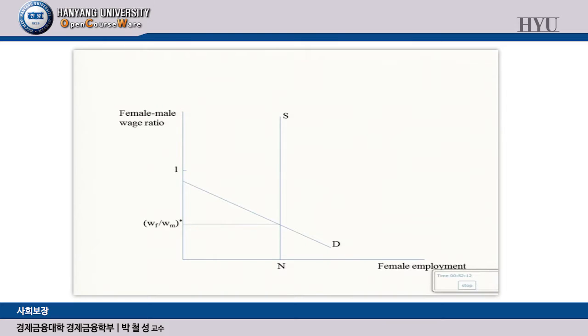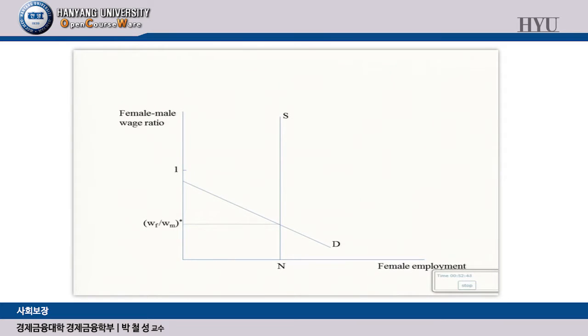So if that ratio becomes smaller and smaller, the first, least discriminatory firm will hire women. And as it falls, more and more firms will hire women. So this is the demand curve for women. And then you have the supply curve. And then at the end, the equilibrium will be here. So it's less than 1.